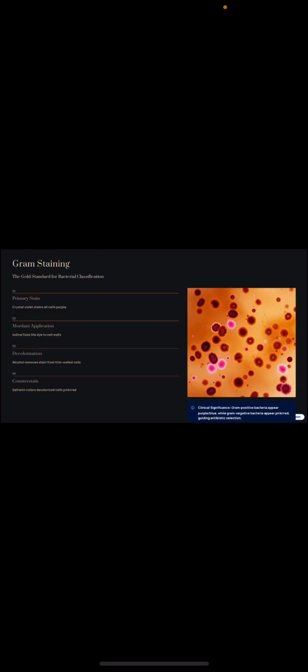Now, the purpose of gram staining is to distinguish bacterial species by the composition of the cell wall, primarily the peptidoglycan layer.